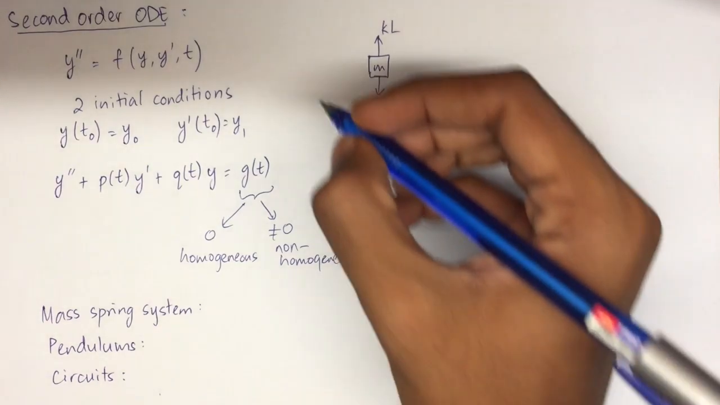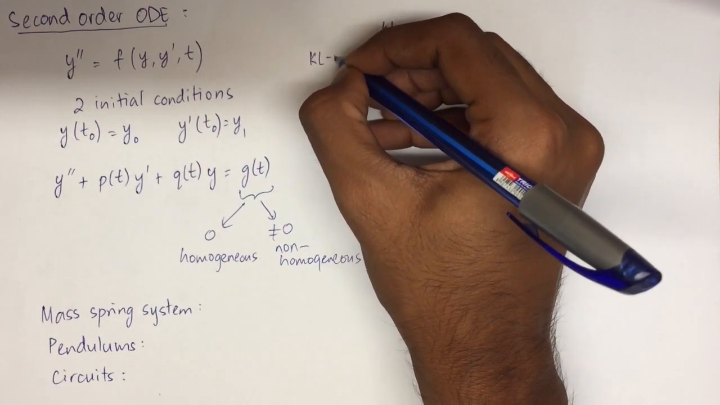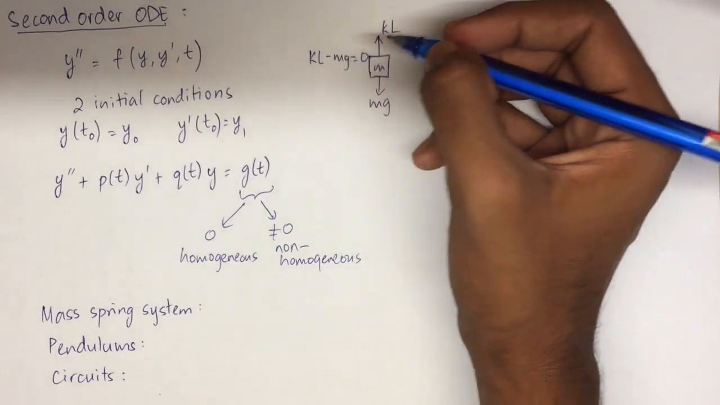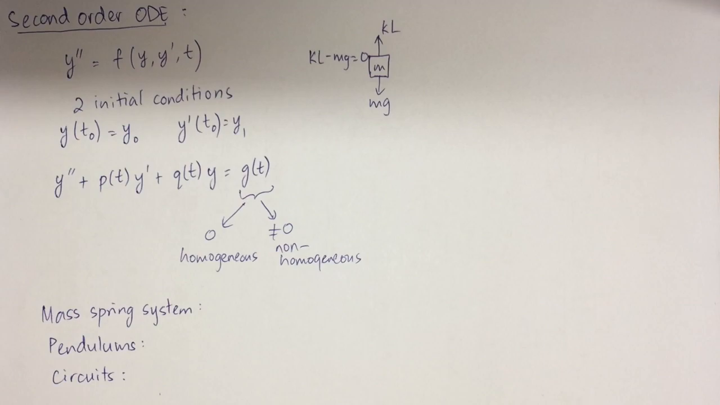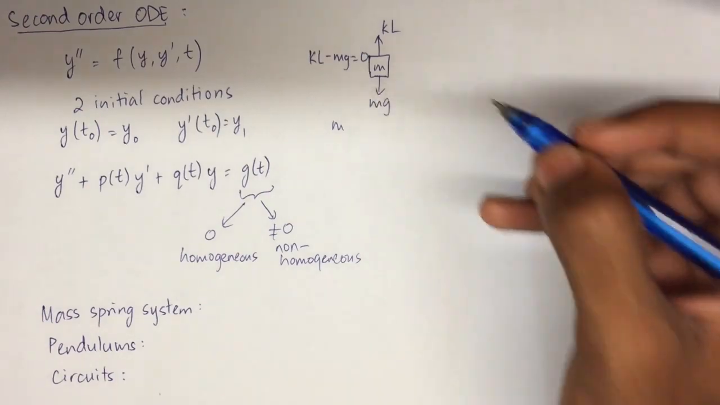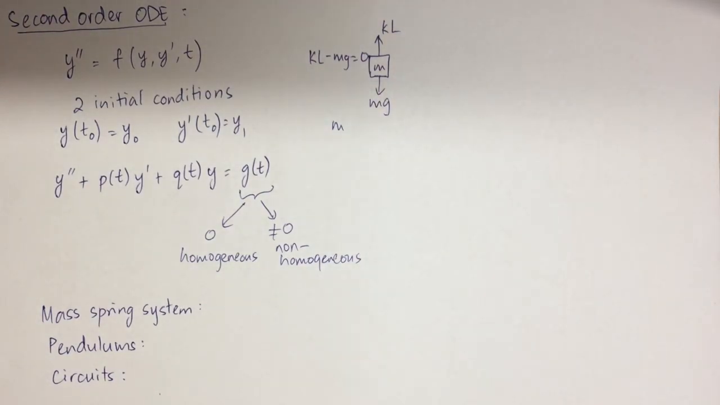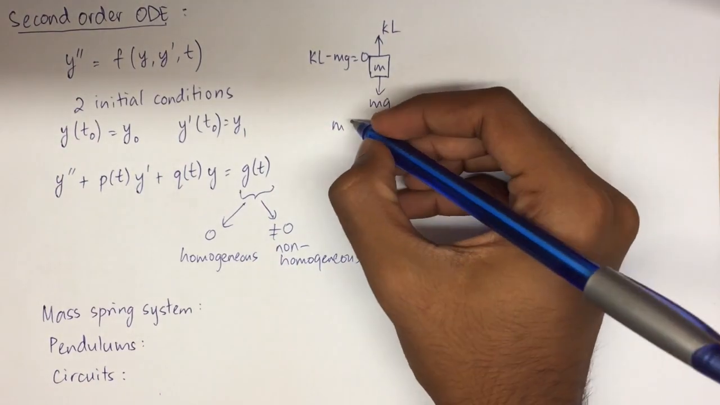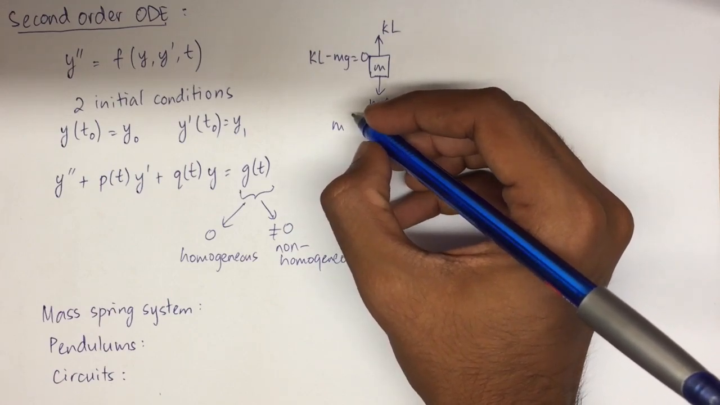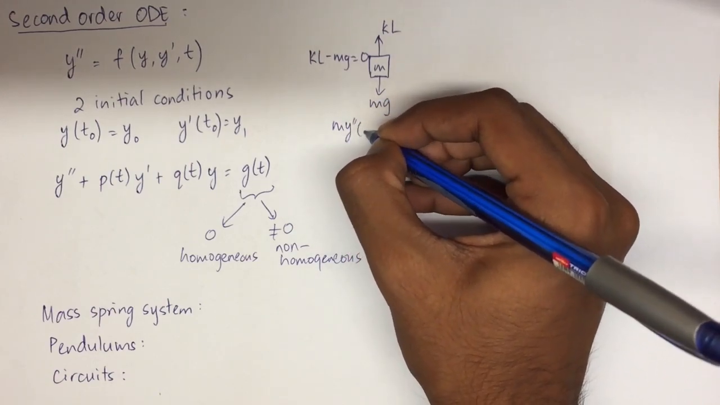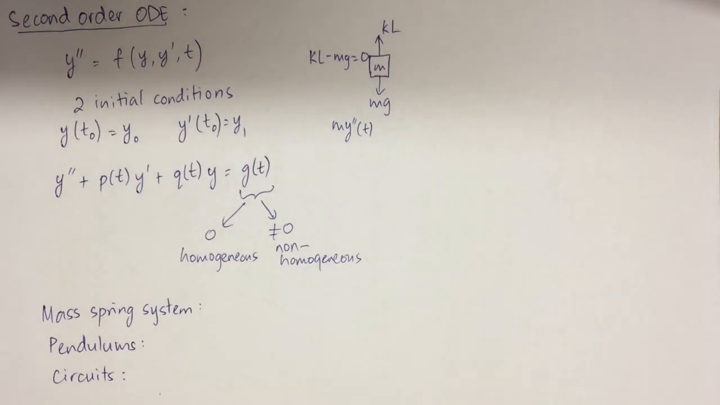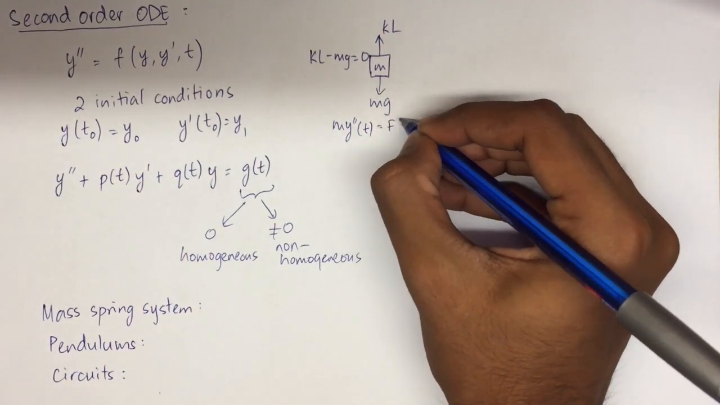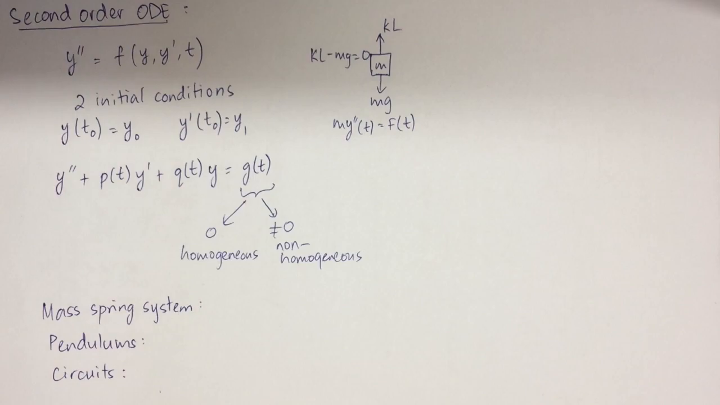If you do a simple force balance, we get kL minus mg equals 0 for a static condition. That's pretty much the simplest equation you can come up with. But what if it's moving, not in a static position? Then mass times acceleration is the force, and the acceleration is the second derivative of position, so we have my double prime of t, where the change in position is given by y. This is the force with respect to time that we are looking at.